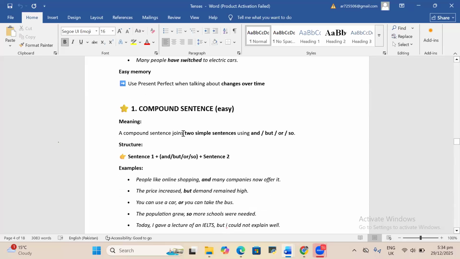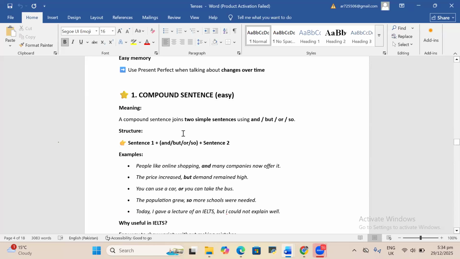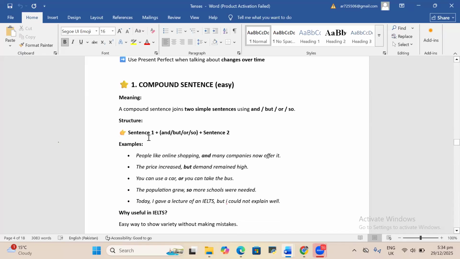The most important thing students usually do not know is when we talk about compound sentence and complex sentence. The compound sentence joins two simple sentences using and, but, or, so. What is the structure of it? Sentence one plus and, but, or so plus the second sentence. So this shows a compound sentence.